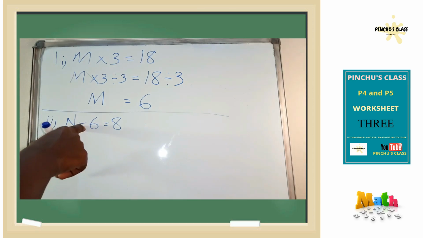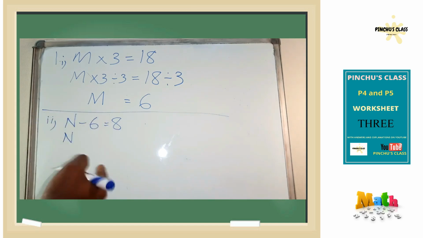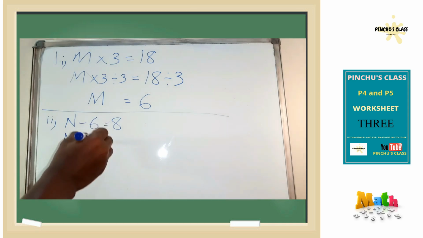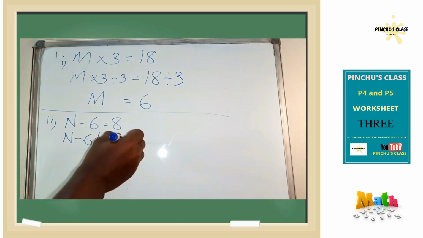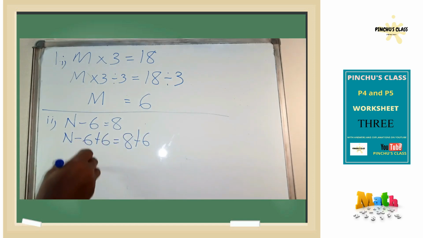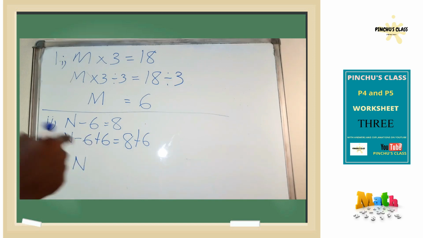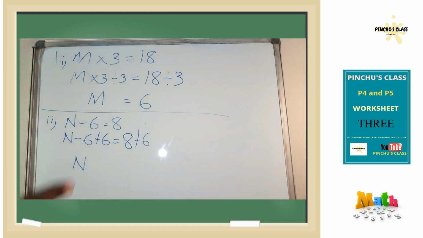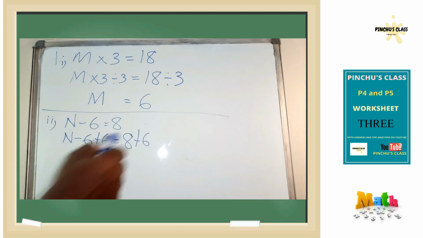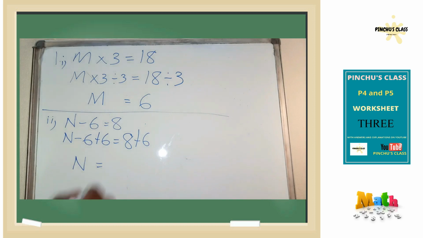Now since this is a subtraction sign, it means we are going to add this number on both sides. So it will be N minus 6 plus 6 gives us 8 plus 6, and therefore negative 6 plus 6 is the same as 6 minus 6, and this gives us 0. So N minus 0 is going to be N, and then 8 plus 6 gives us 14.